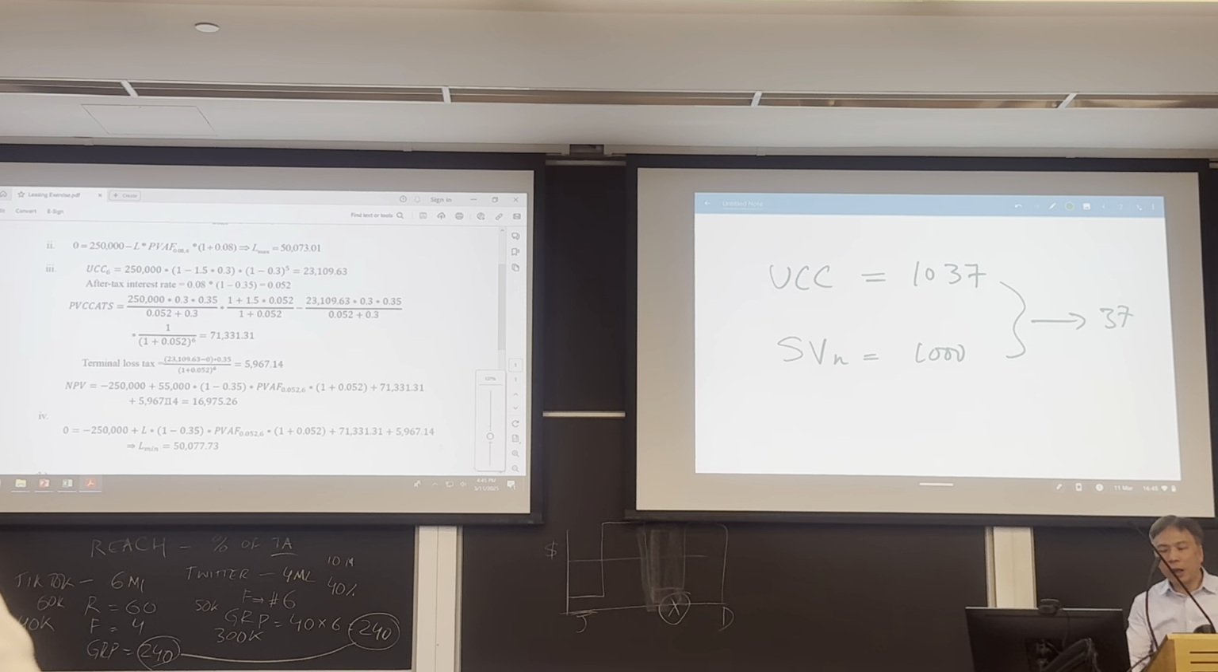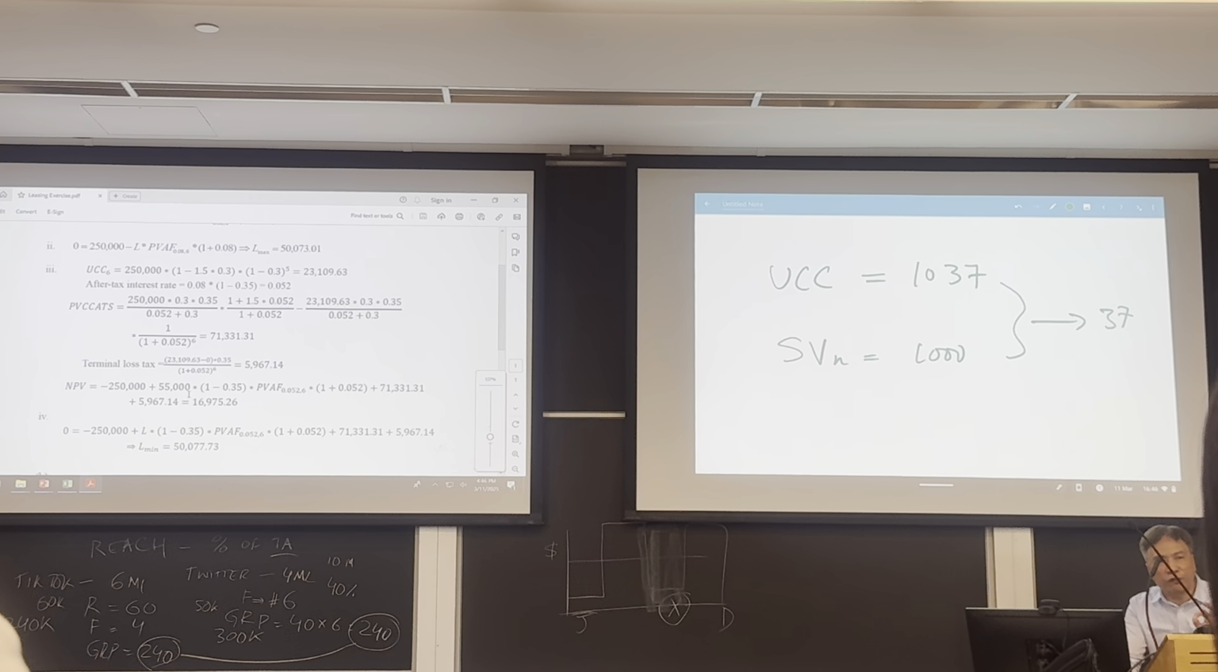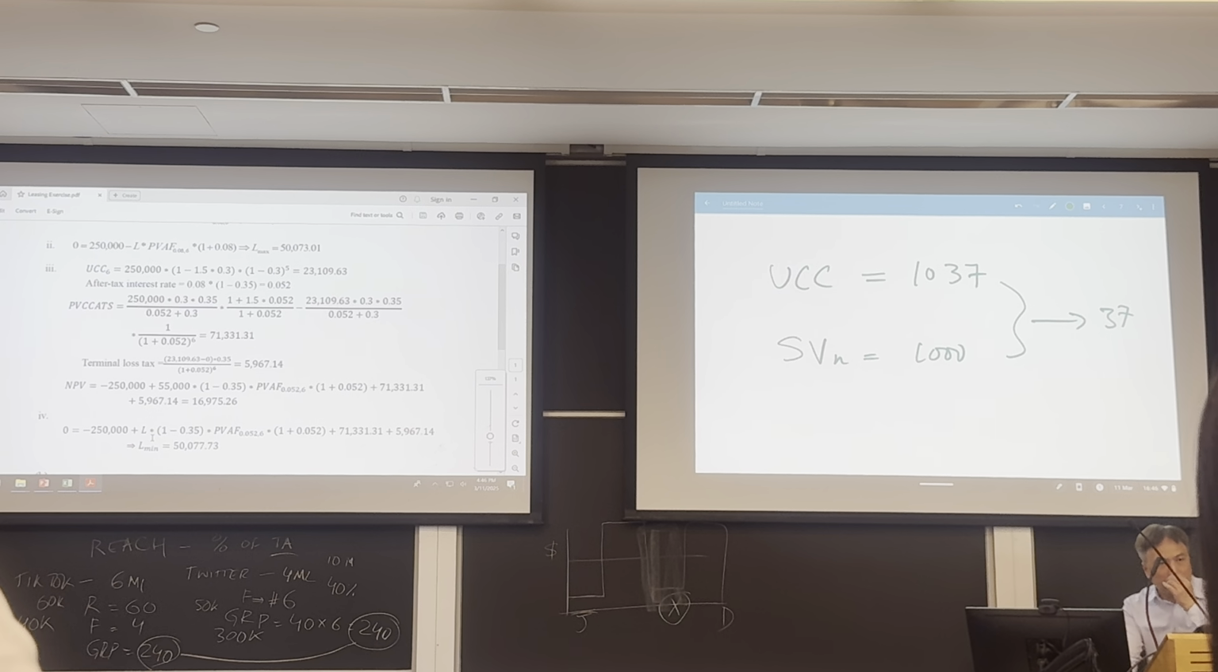Okay? Now, the last part is to calculate the minimum lease payment accepted by the lessor. So, same thing, you just use the same equation. Instead of 55,000, you replace it by L, which is our unknown, and you set your NPV equal to 0. All right?